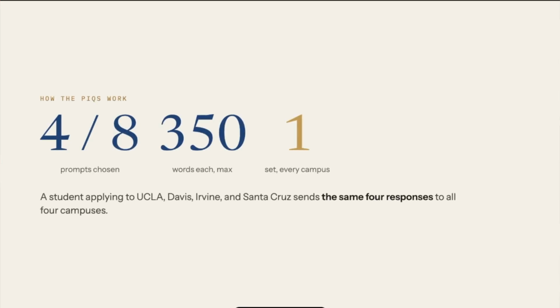The UC application asks students to choose 4 out of 8 PIQ prompts. Each prompt is capped at 350 words. The same 4 responses go to every UC campus the student applies to. So, a student applying to UCLA, Davis, Irvine, and Santa Cruz sends the same 4 responses to all 4 campuses.